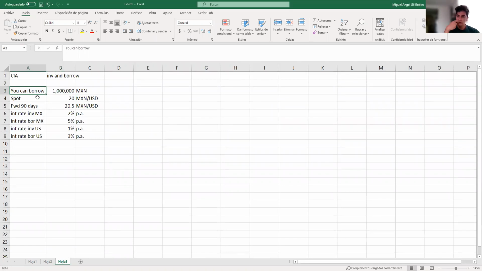So that's something that you need to be careful with. This is kind of the first thing you need to be careful about. It says you can borrow the money. So if it means that you can borrow the money, you will also have to be careful with the rates, because we are going to have two different rates.